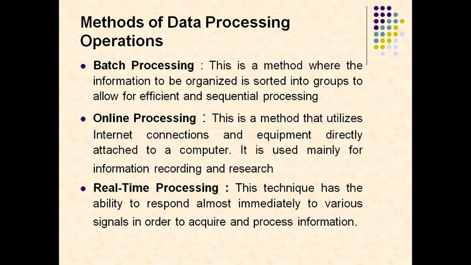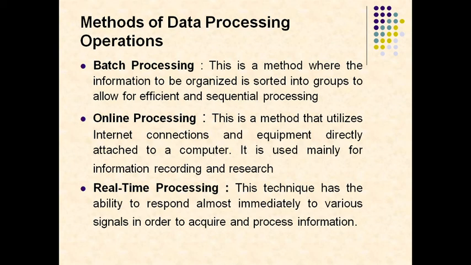Next, online processing. This is a method that utilizes internet connections. Online processing means the computer is using internet connections and equipment directly attached to a computer. It is used mainly for information recording and research. So online processing is mainly used for information recording and research.